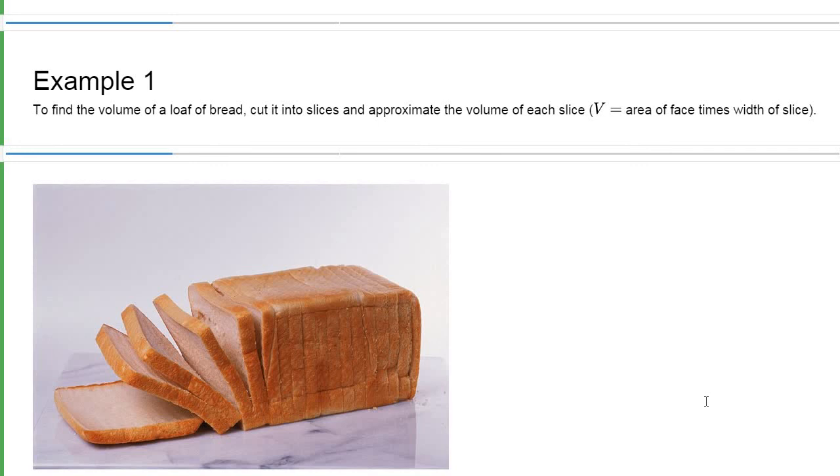So they're not exactly the same, but just imagine this slice right here.